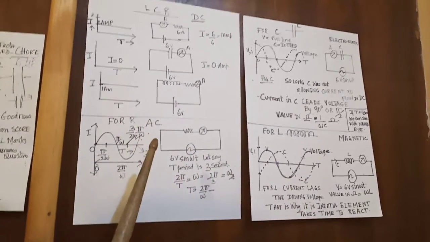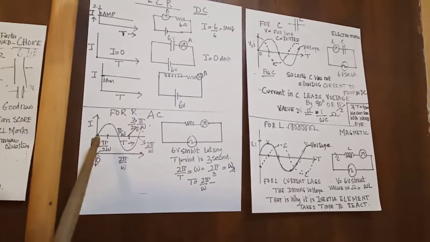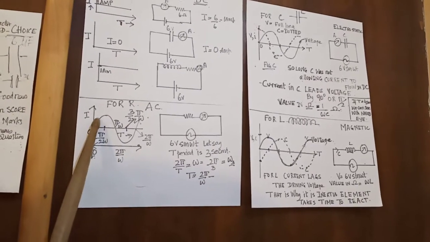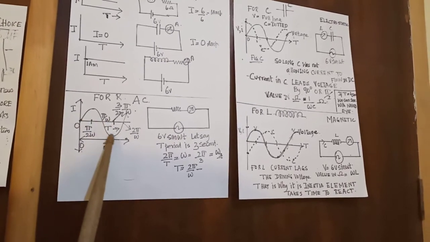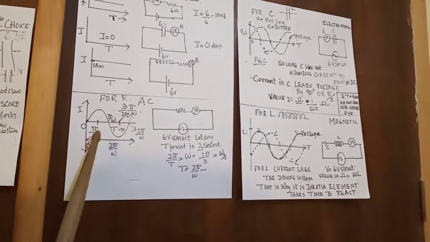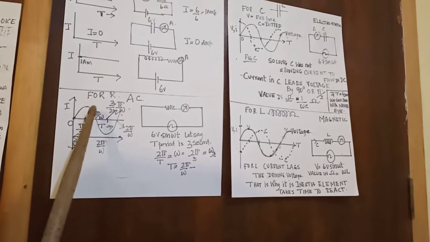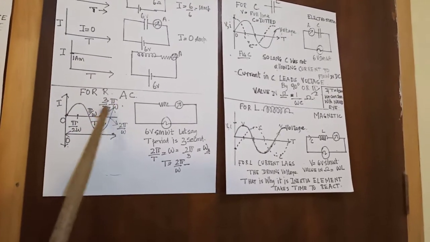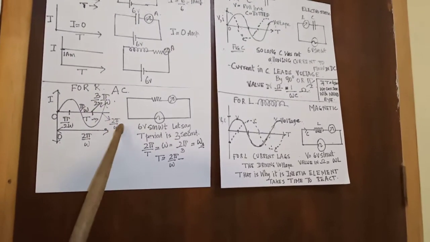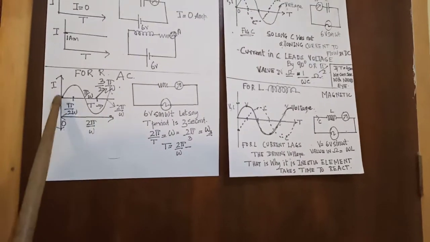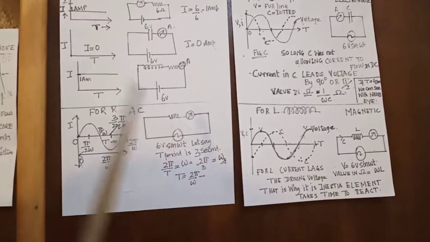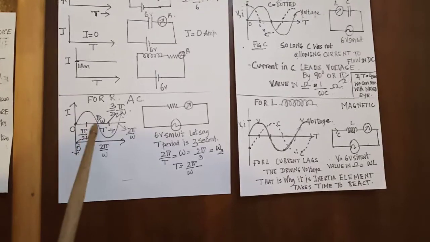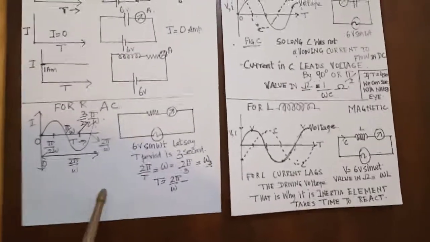And here, for resistance, the current will be exactly as the voltage. The voltage is a sine wave, and the current also will be a sine wave. At times pi by 2 omega, pi by omega, 3 pi by 2 omega, and 2 pi by omega, this is one complete cycle. So here the resistance obeys the voltage exactly.